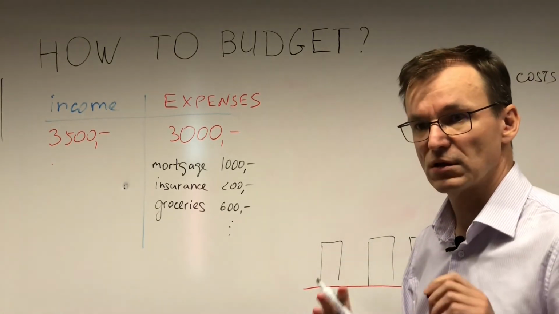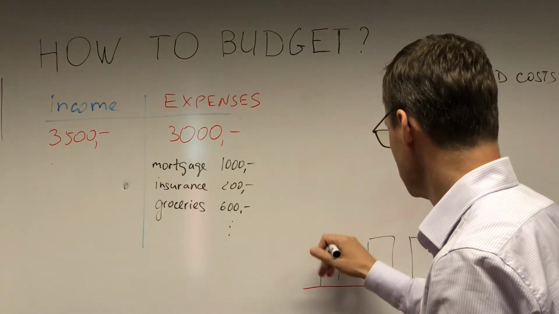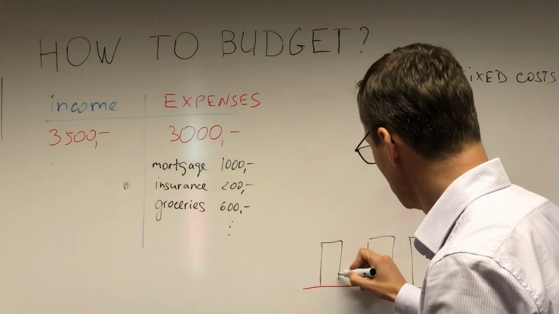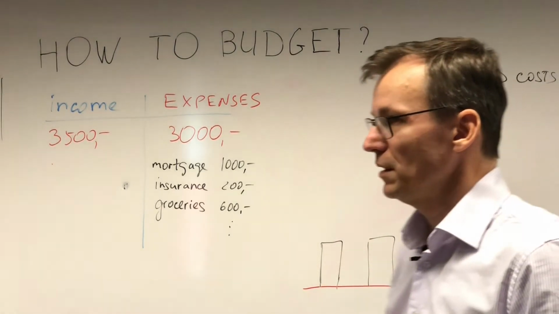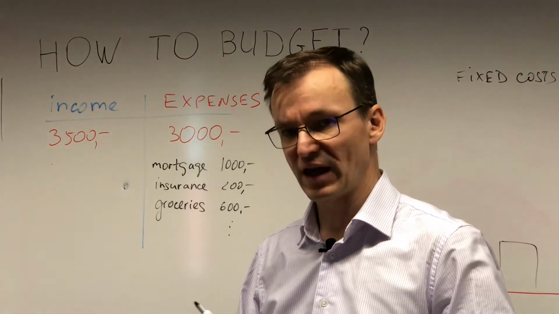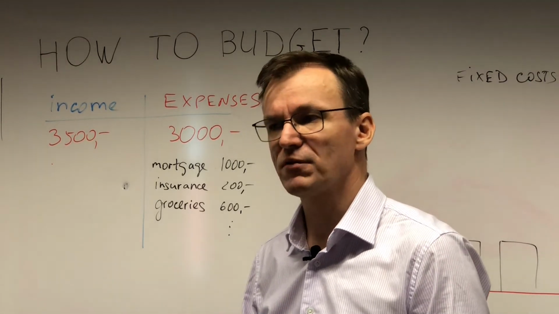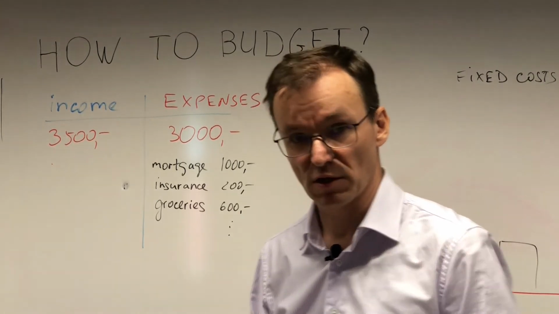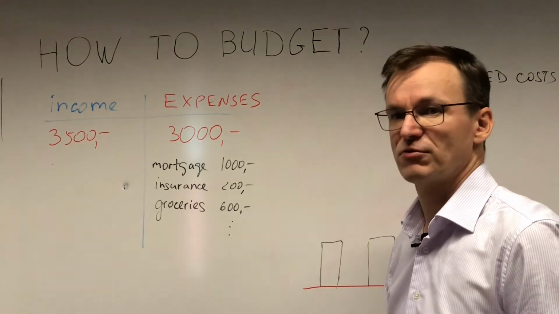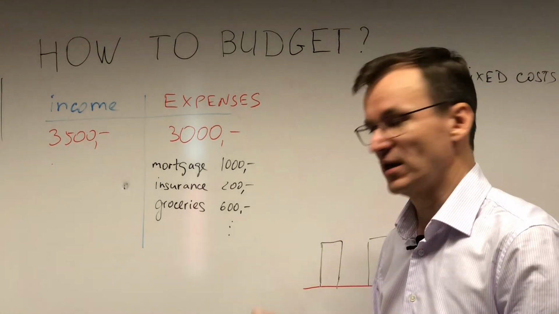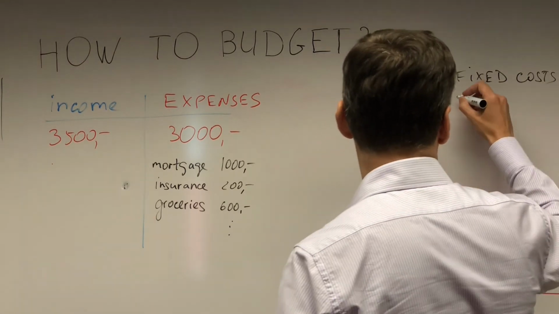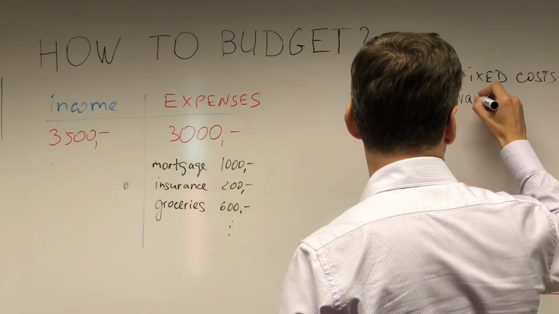Right? So those are the easiest part. So those are here. Okay. Then you get some variable costs, but you have them every month anyhow, like groceries. You cannot fix this amount, but it's roughly the same. So we have those variable costs.